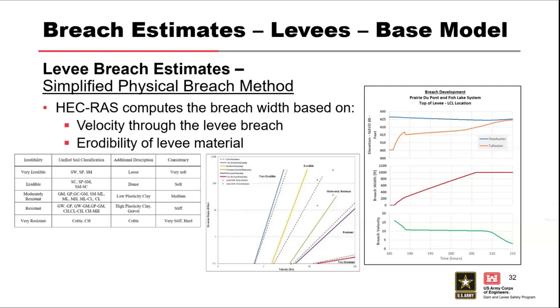So these are helpful plots. Like on the right here, you can look at breach velocity over time and overlay that with breach width over that same time period, and then also look at that head differential over that same time period, and you can see it behaves as you'd expect. When you have higher head differential, you also have higher velocities, and the breach width is forming faster.